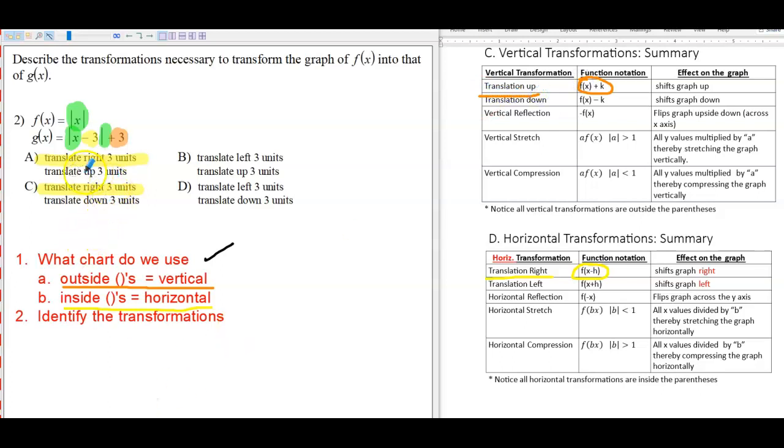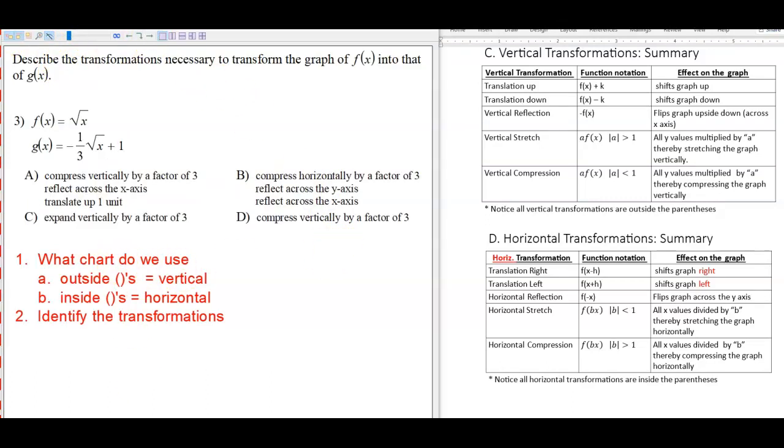So which one of these has a translation up? Well, that would be this guy, and therefore, we have our answer. Once again, the answer is A. So to get from F to G, that's basically a translation to the right and a translation up. Take a look at yet another problem, number 3.